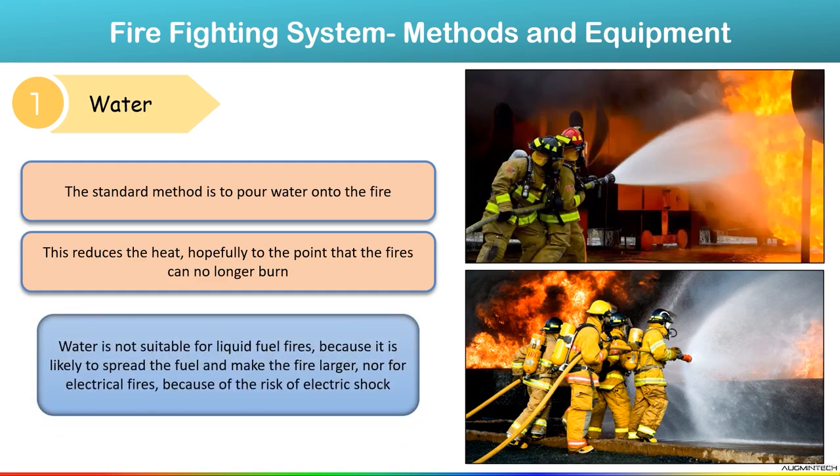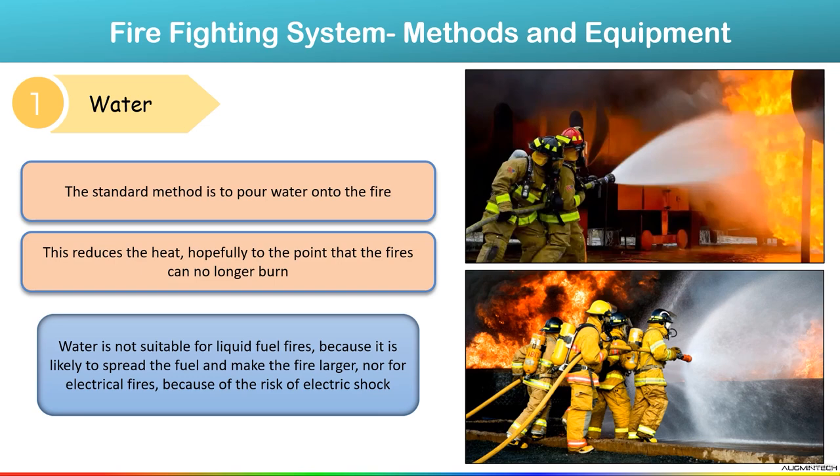So water is not suitable for liquid fuel. Remember here, we do not use water to extinguish a liquid fuel fire, such as flammable liquids, petrol, diesel. For that we have to use a dry powder type of extinguishing agent. Because if you use water, what happens? It just increases the size of the fire. Here it is written that it is likely to spread the fire and make the fire larger.